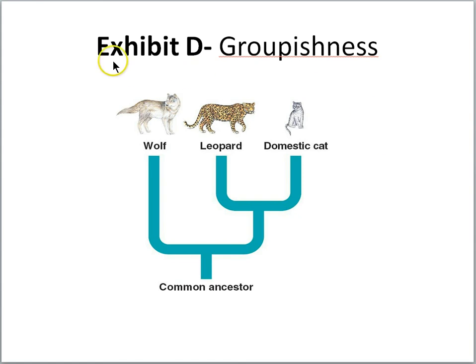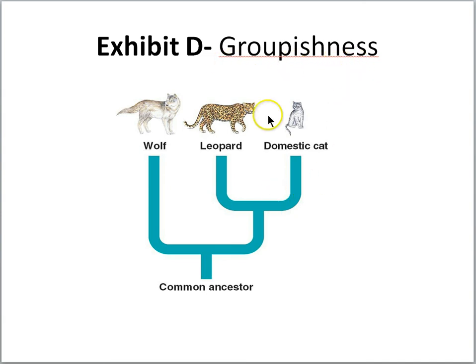Now it's time to move on to Exhibit D. We can think of this as the ability to classify species using some kind of system like the kingdom, phylum, class, order, family, genus, species system, or we can think of it as groupishness, that species out there in nature have the capacity to be grouped based on similarities. Now Darwin's going to argue that this groupishness is evidence of species change.